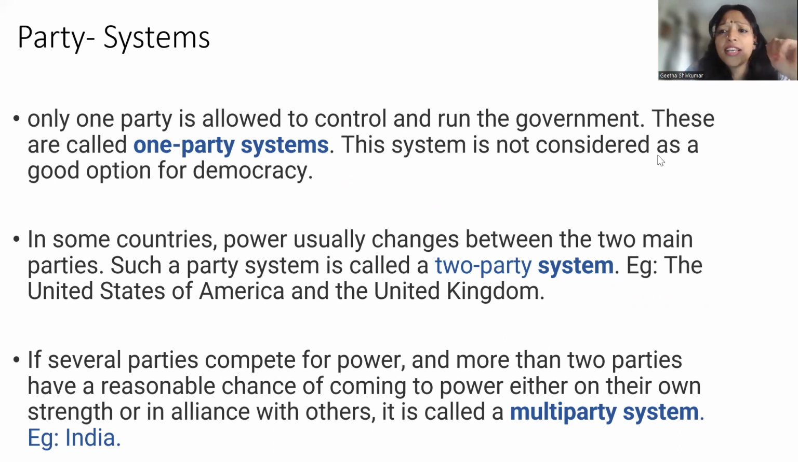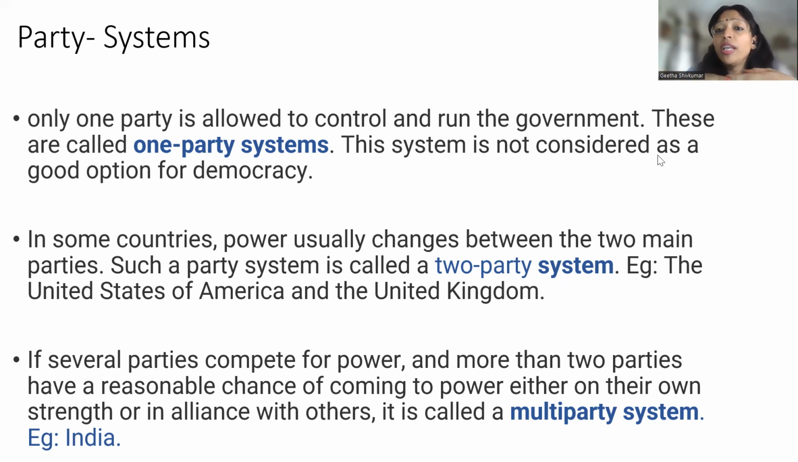There are advantages, there are disadvantages. Suppose, for example, if I talk about the merits of one party system, there is less expenditure on the election campaign. The decisions are made very quickly. So these two you can write as merits. What are the demerits of one party system?